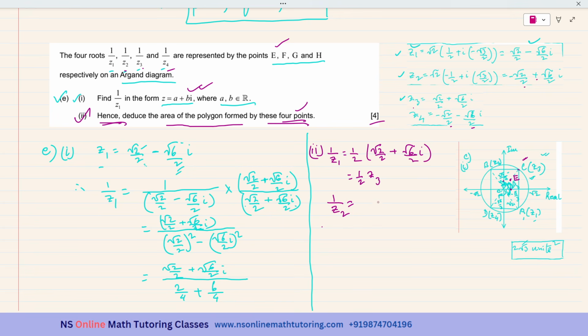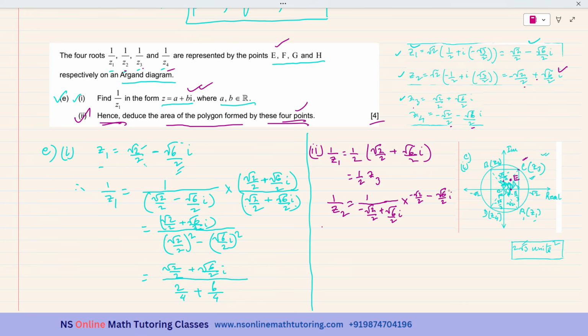1 over Z2 will be equal to 1 over Z2, which is negative root 2 over 2 plus root 6 over 2 I. And this should be multiplied by negative root 2 over 2 minus root 6 over 2 I. I have taken a different color just because I'll be plotting the points over here.